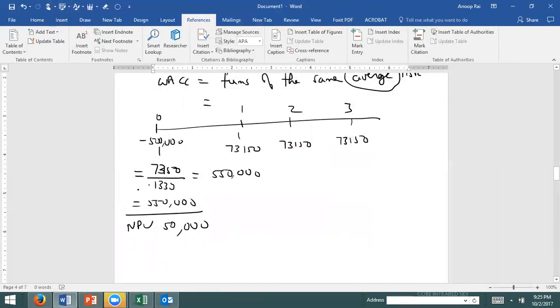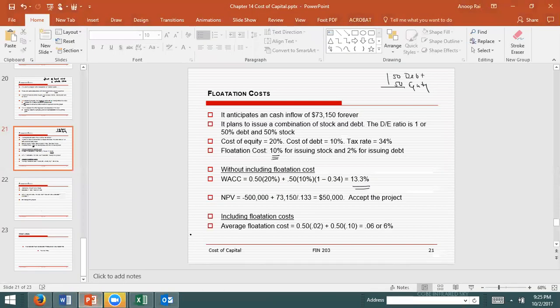But we are saying, wait a minute, though, we did not include the flotation costs. And the way we want to increase is to say, how much more should we borrow so that we can pay those costs to the investment bankers? So we go back here and find out what is the average flotation cost, because it's 50-50, it comes to be a roughly similar idea. 0.50 times debt is only 2% flotation cost. 0.50, 10% is the cost for issuing stock. So the average cost is about 6%.